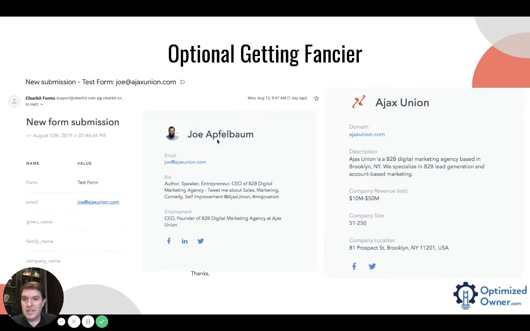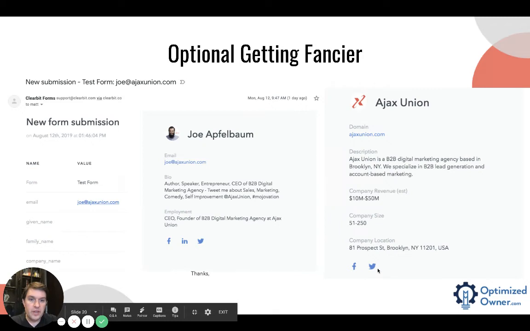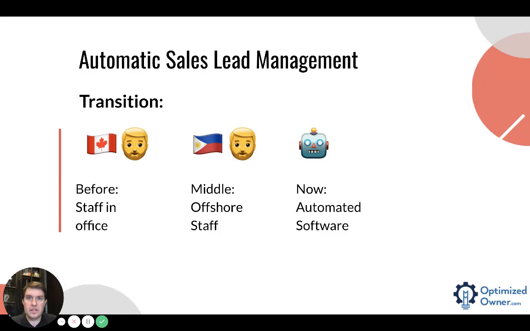And what it came up with is his name, his image, his full email, which we gave him, his bio, employment information, Facebook, LinkedIn, Twitter information, as well as about his company, domain, what it is, company revenue, company size, company location, and the company Facebook and Twitter as well. And we can do all of this stuff very easily and very inexpensively just by building out the data and getting a little bit fancier.